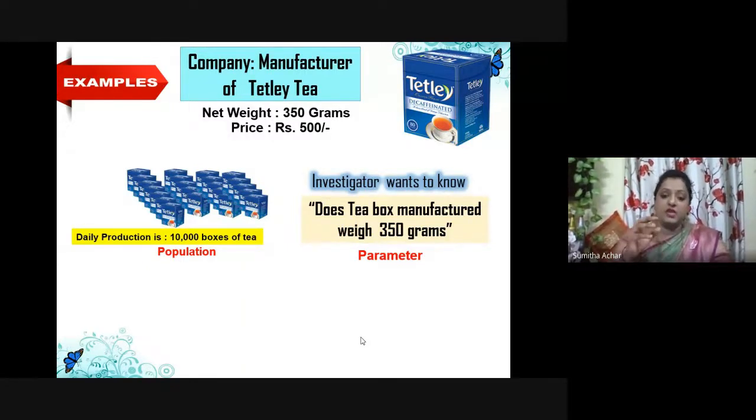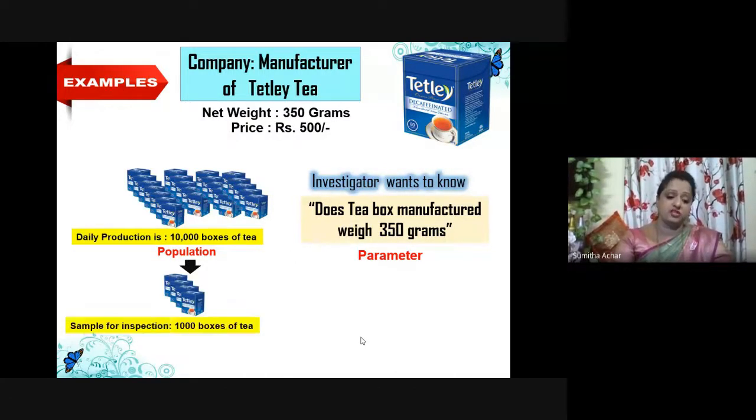So that's why you have to be very clear. If you are a manufacturer, you have to be clear about your claim. And that's why population and parameter are very important. And that's how a parameter plays an important role. Now, to understand whether we should accept a consignment of sample boxes, whether it is conforming to the 350 grams, we make a sample study and we take the sample only from the population.